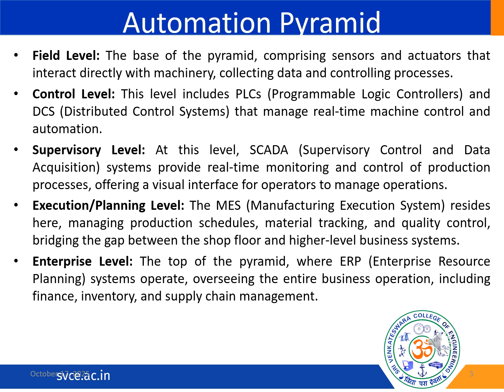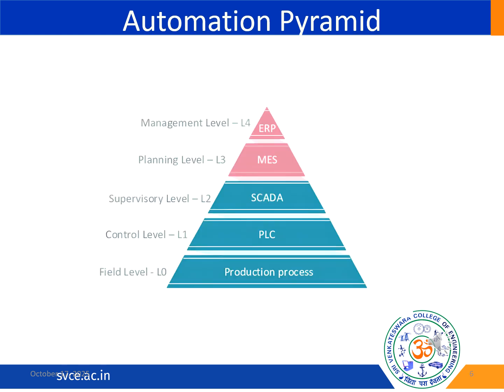Already I have told you all the levels. Initially the field level is L0, the control level is represented as L1, the supervisory level is represented as L2, the planning level is represented as L3, and the management level is represented as L4. So this is the automation pyramid. When you consider level 4 in the automation pyramid, it can be used along with MES. It manages and optimizes production processes in real time.